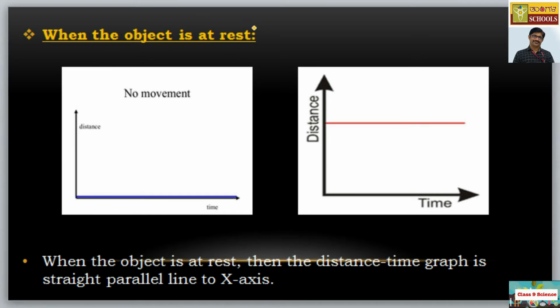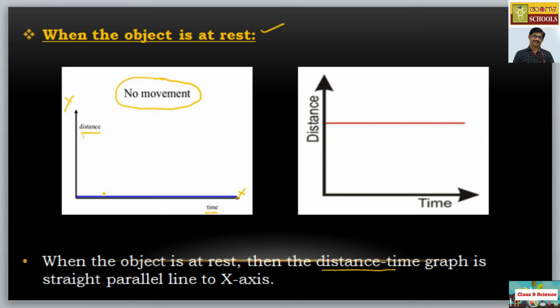The first one, when the object is at rest. In other words, when no movement is there, the object which is at rest, there is no movement means what? The object is at rest. So when the object is at rest, then the distance time graph is a straight line which is parallel to the x-axis or time axis.